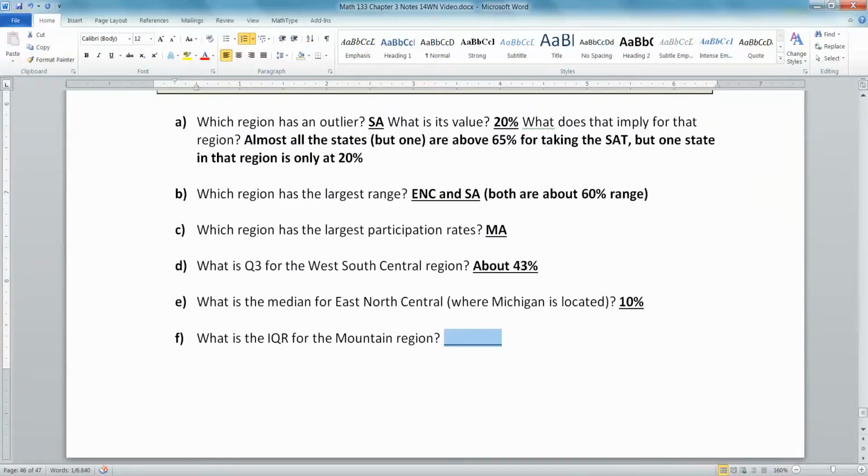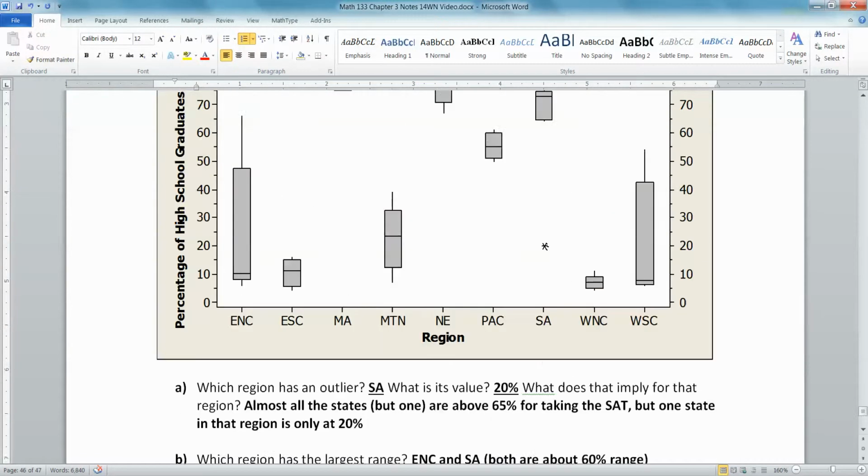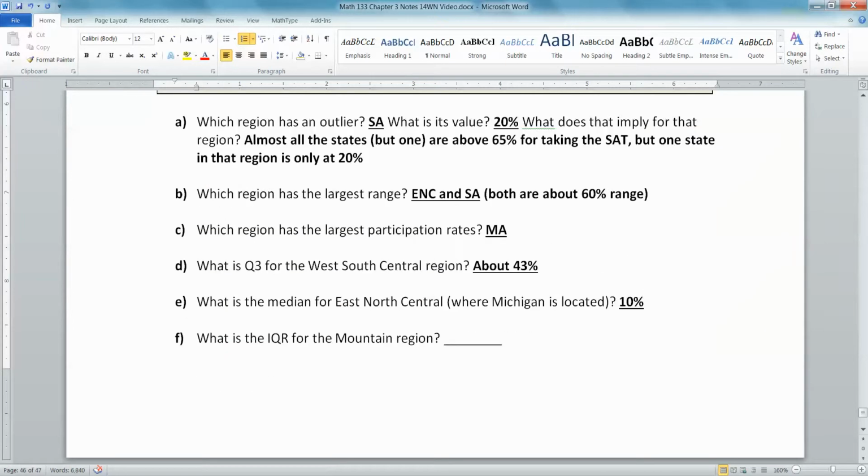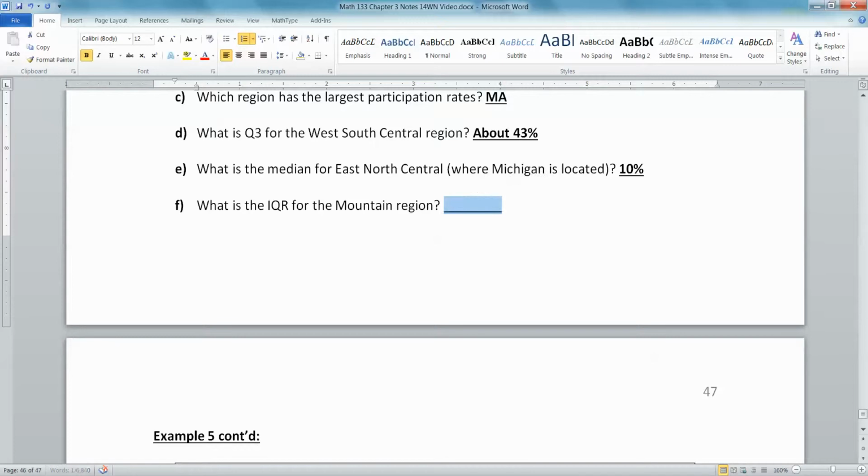7%? Somewhere in there. All right, what about the IQR for the mountain region? All right, mountain is right here in the middle. So its high number's about 32 or so, and the bottom number's about 12, right? Q3 is the top of the box. Q1 is the bottom of the box. So that'd be 32 take away 12, which is 20% or so.